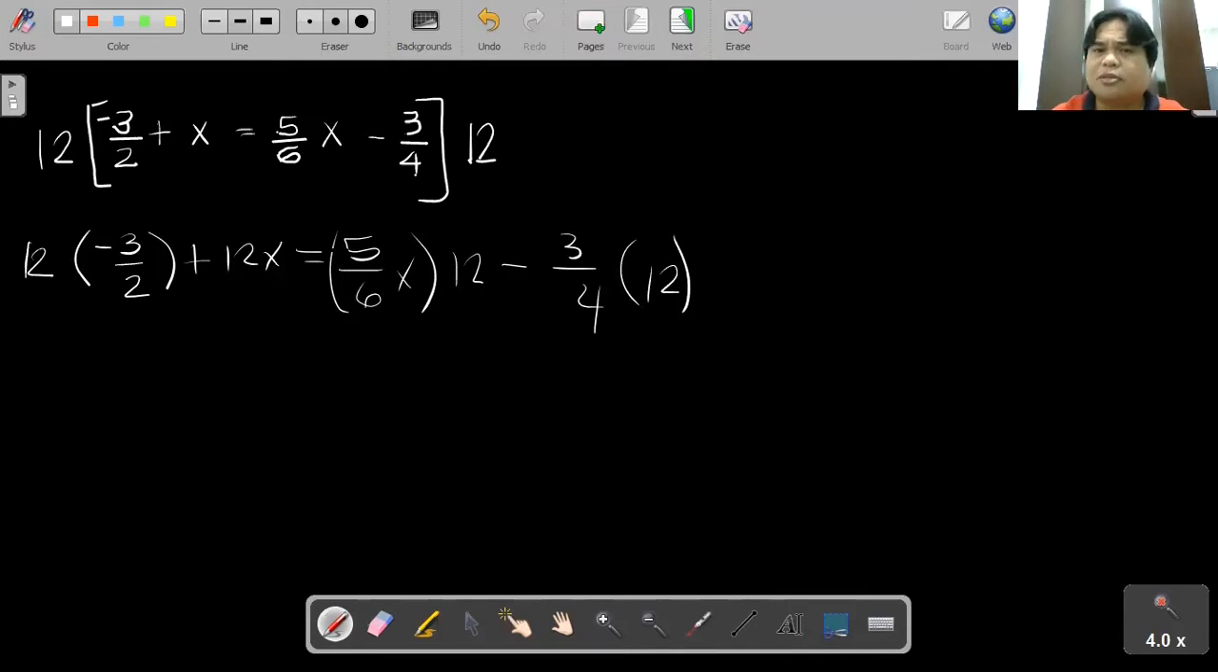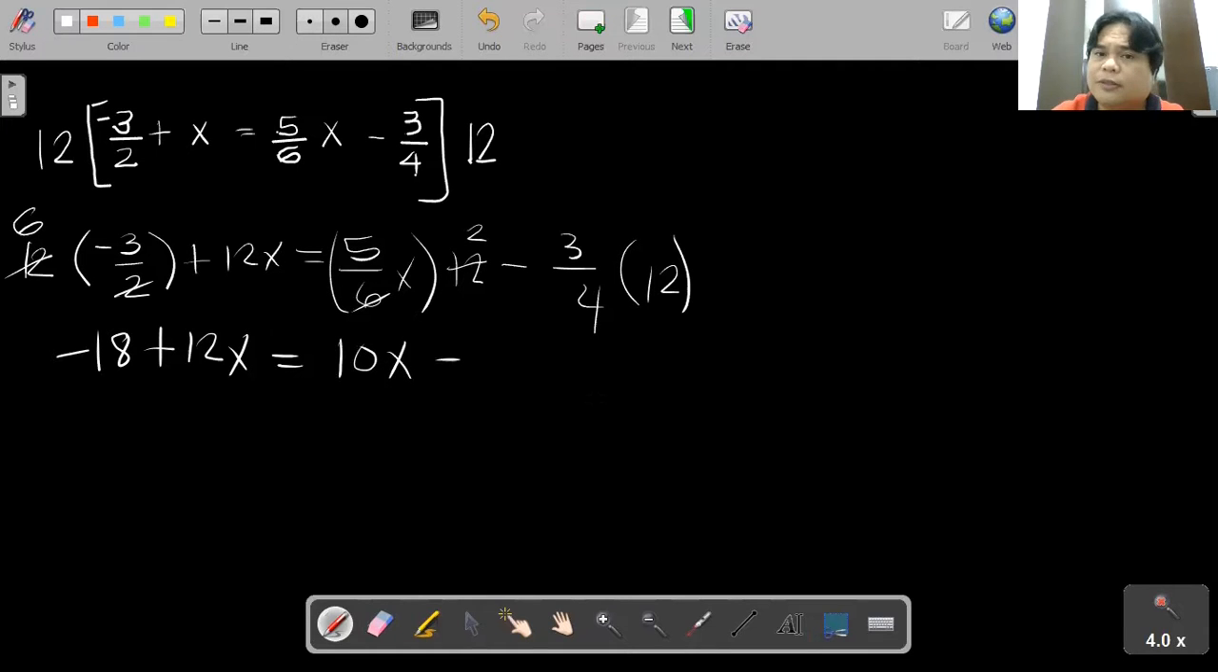Now the next thing to do is to further simplify it. 12 is divisible by 2, right? So this one cancels out. All you have left is 6, and then multiply that 6 to negative 3. You will have negative 18 plus 12x is equal to 5/6x times 12. Again, 12 is divisible by 6, so this one cancels out. You will have 2 left, then multiply that to 5. That becomes 10x, minus 3/4 times 12. 12 is divisible by 4, so you will have 3 here. And then 3 times 3, you'll have 9.